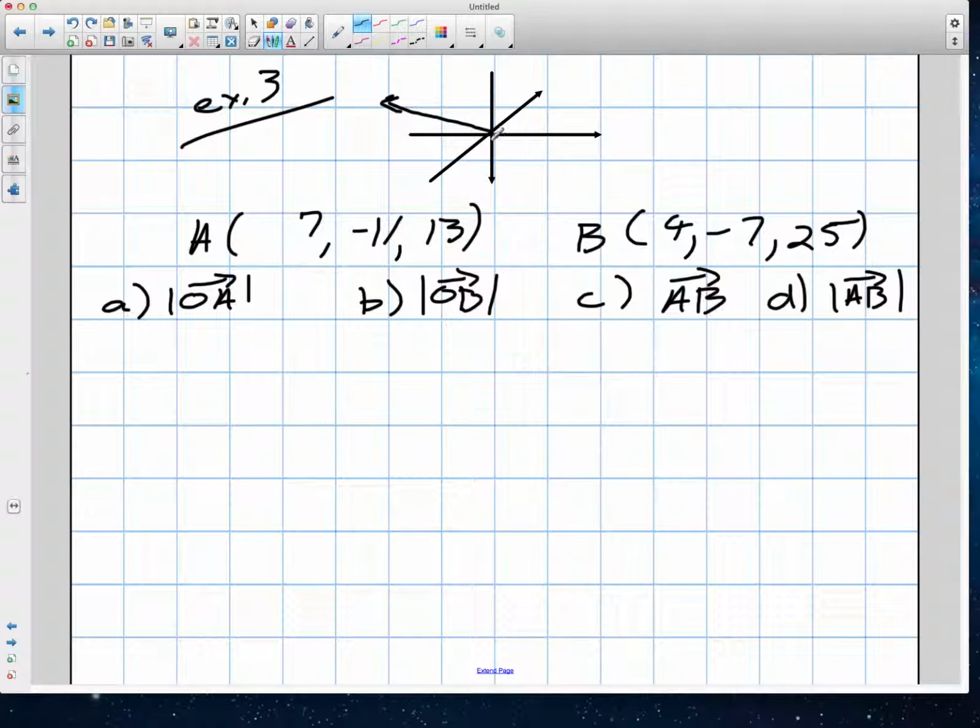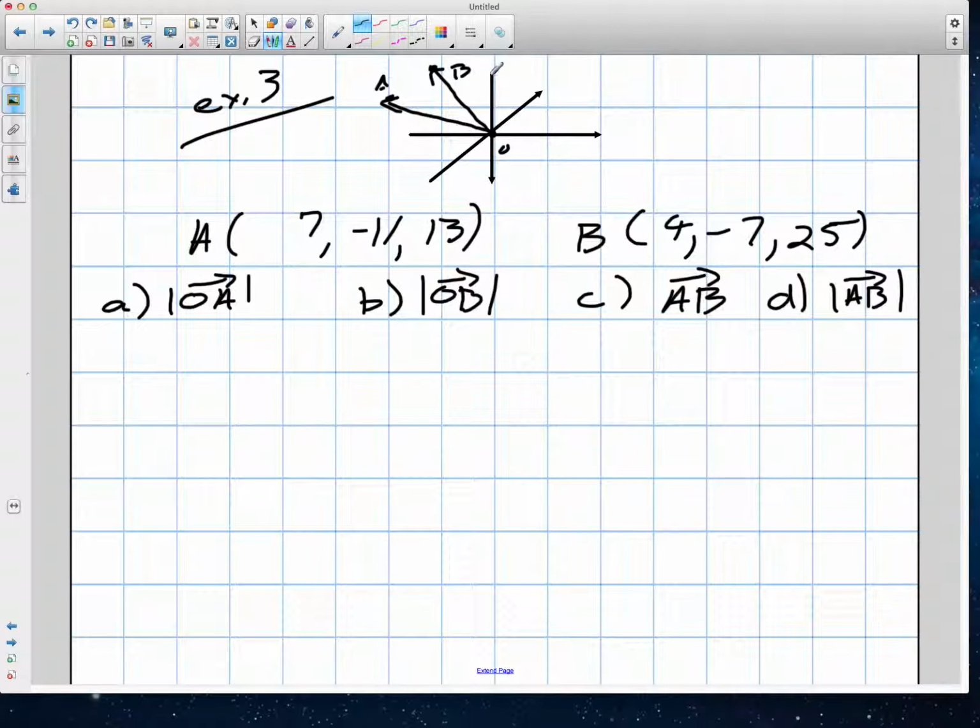That's point A. And it's also vector OA. Now, it's not the absolute value of vector OA because the absolute value of that is the magnitude. But we know that it starts at the origin, and then this would be our point A. Point B, on the other hand, is 4, -7, and 25. Say it's way up there.